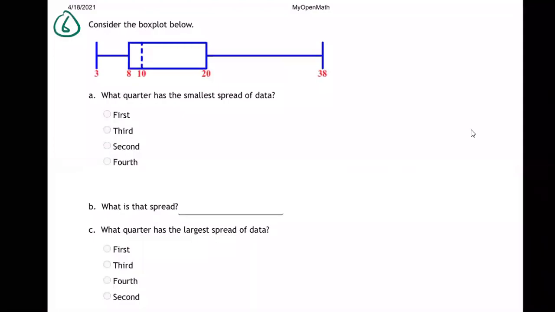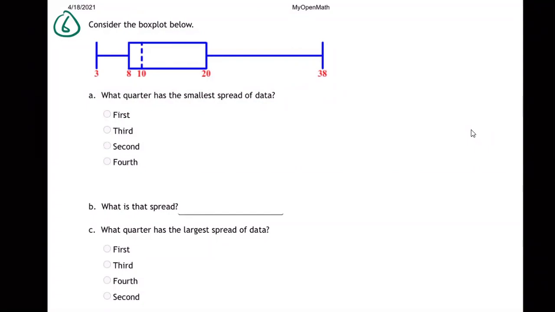Okay, so on this one, they're giving us a box plot right here. And then they're going to ask us what quarter has the smallest spread of data. Okay, so this is a really good question. Let me try to help to make this just as real as I possibly can for you.